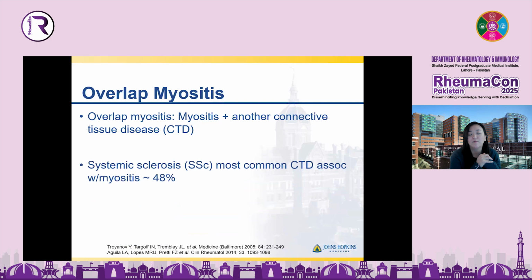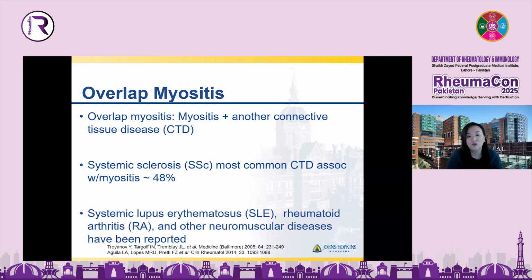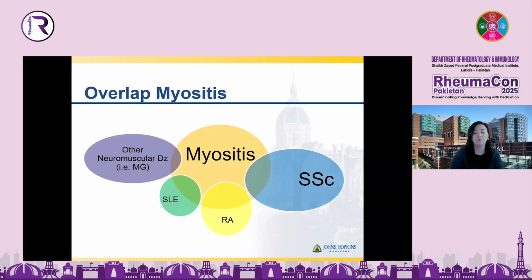Of course, there are many different types of connective tissue diseases you can have. When you look at the literature, and I did this probably now 10 years ago, I remember embarking into this space of overlap connective tissue diseases, especially with myositis. You can see systemic sclerosis is actually the most common type of connective tissue disease associated with myositis, up to 48%, which is pretty high. The other connective tissue diseases that are commonly associated are lupus, RA, and of course, don't forget about other neuromuscular diseases. And you're going to be asking, what are you talking about? So I'll talk about that very briefly in the next couple of slides.